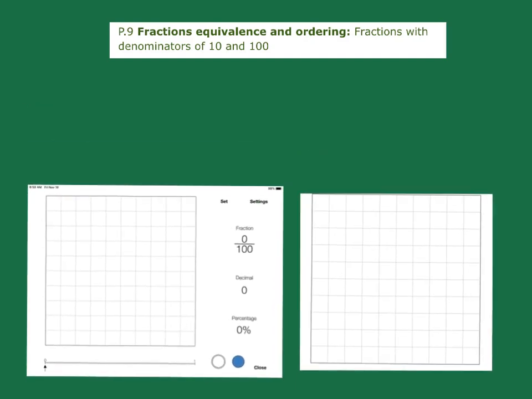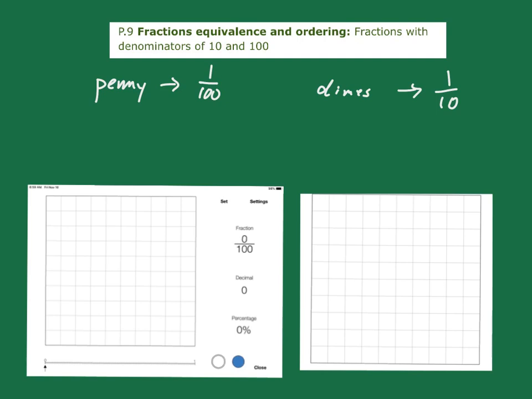especially with 10 and 100s, I like to talk about money because I think it's something that students relate to a little bit better. If I was talking about a penny, how many pennies do you need to make $1? Well, you need 100 pennies to make $1. When we're talking about dimes, how many dimes do you need to make $1? Well, you would need 10. So any penny is 1/100th of $1. Any dime is 1/10th of $1.